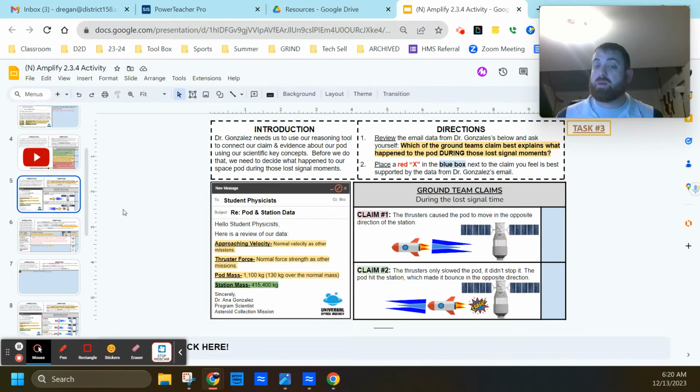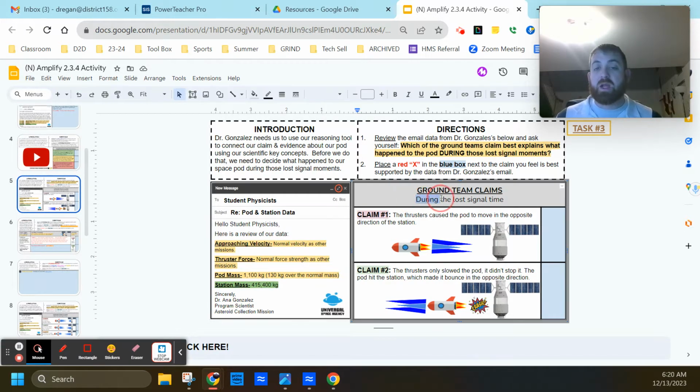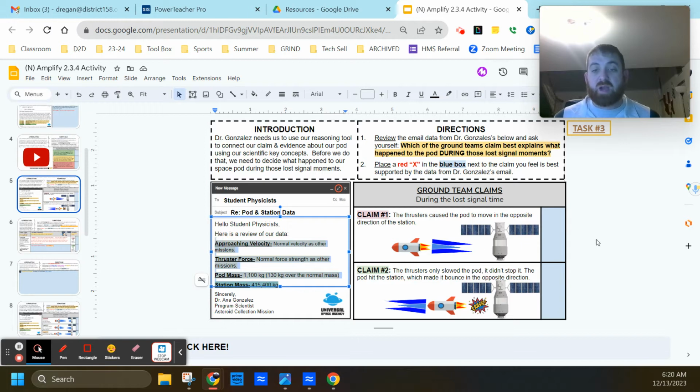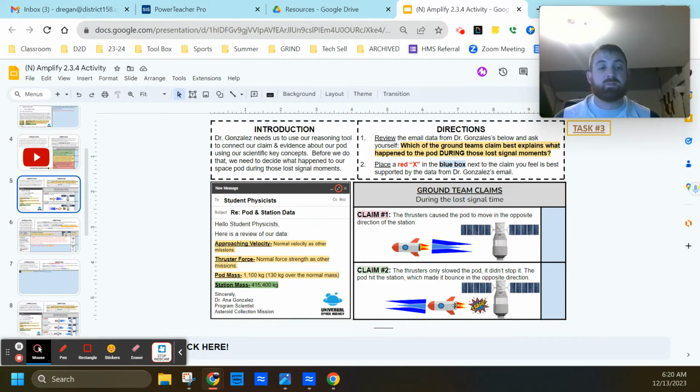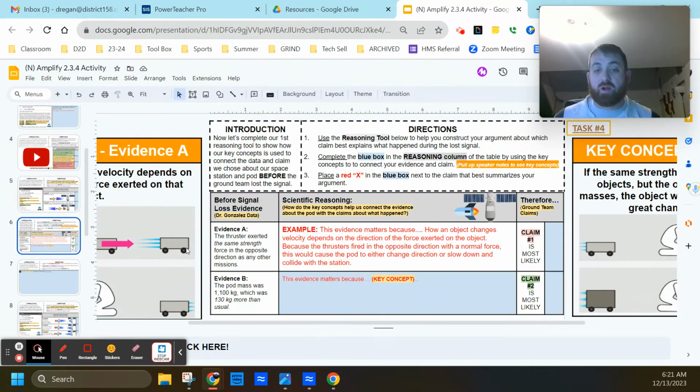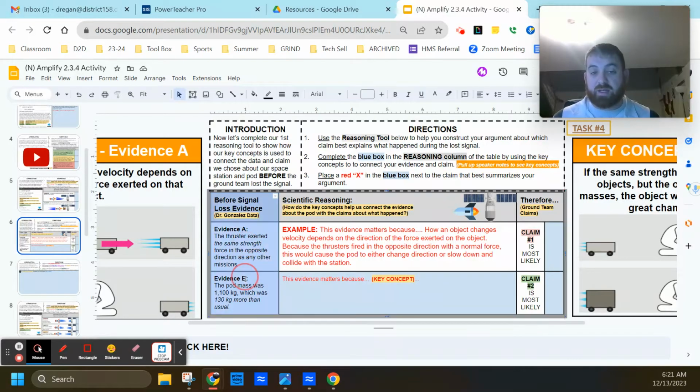So to start, you're going to be making a claim about what's happening during those lost signal moments. You'll have our two claims the ground team originally came up with. You'll have all of our evidence, and you're going to decide which one makes the most sense. From there, you're going to create your reasoning. This is where you connect the evidence that Dr. Gonzalez provided with the claim that you chose.